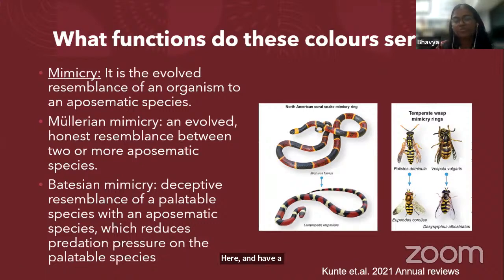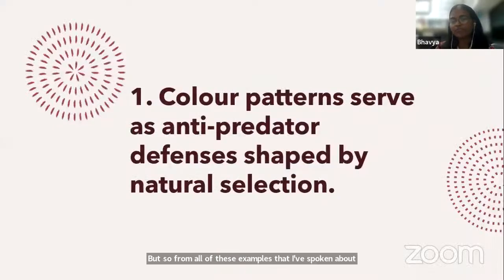But so from all of these examples that I've spoken about, I hope that I have been able to highlight that color patterns, in this case in terms of protection, serve as an anti-predator defense that is shaped by natural selection. By natural selection, it's nothing but this cross-species interaction that I'm referring to between prey and predator, where a predator exerts some amount of selection onto these color patterns in these organisms.